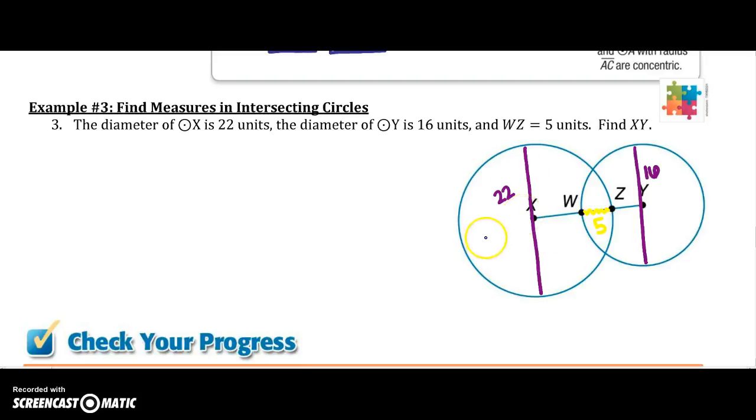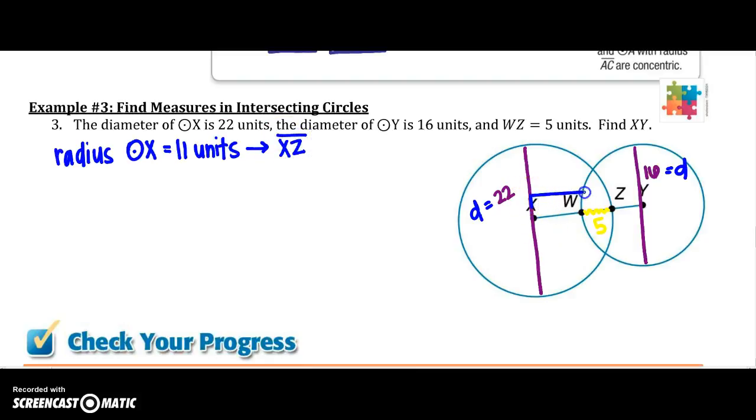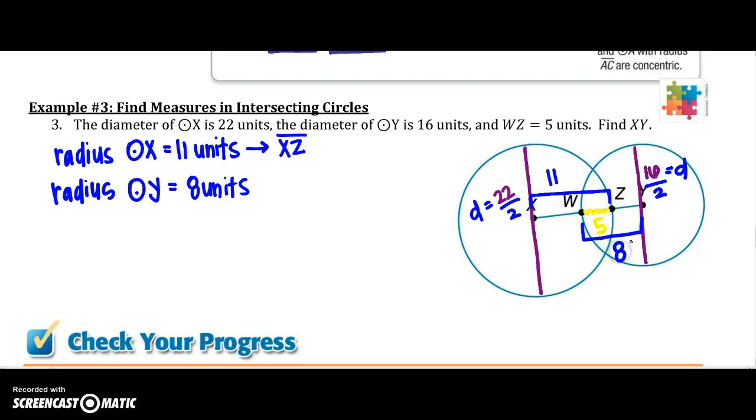Alright, well, because I know both diameters, I also know both radii. So the radius of circle X would equal 11 units, which also tells me that XZ is a radius, so I know that XZ is going to be 11 units. I also know the diameter of circle Y, so I also know the radius of circle Y, which is 8 units, because 16 divided by 2 and 22 divided by 2, so I know that WY is 8 units.